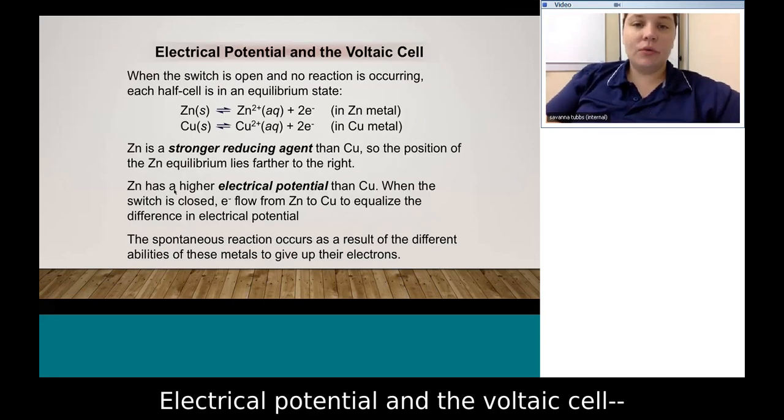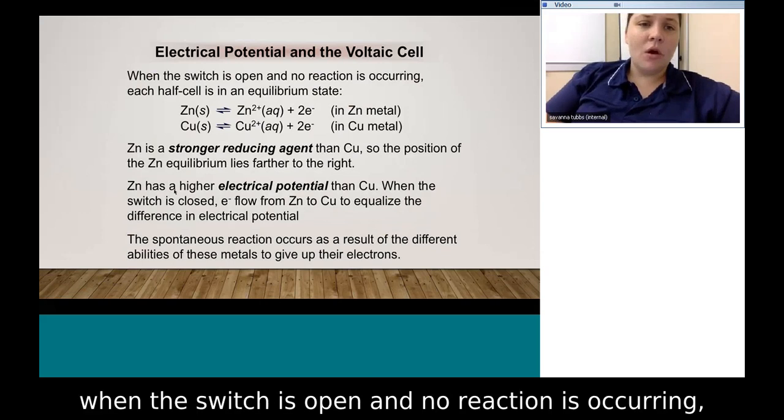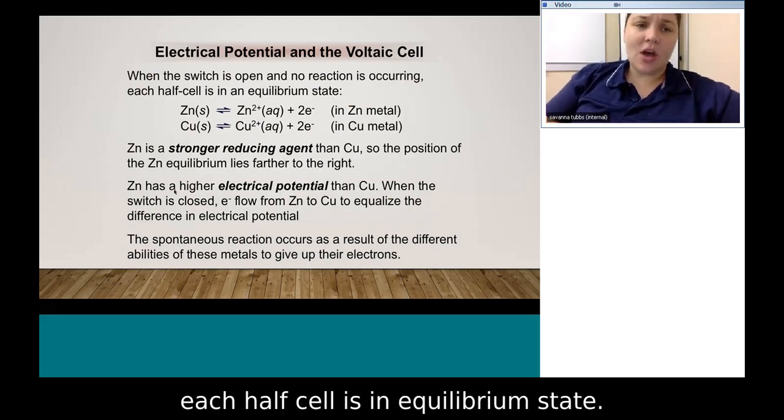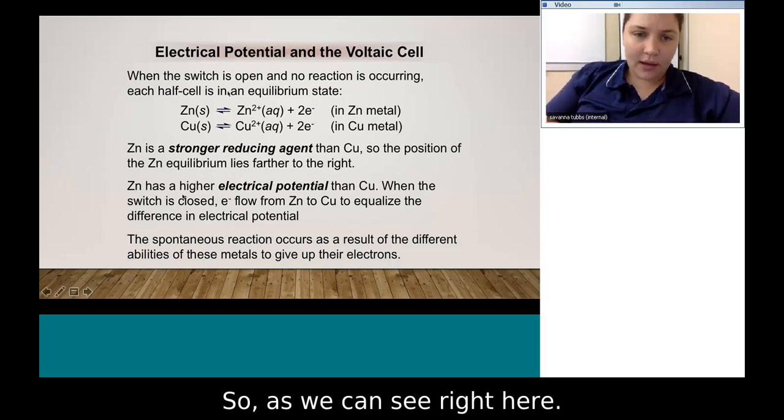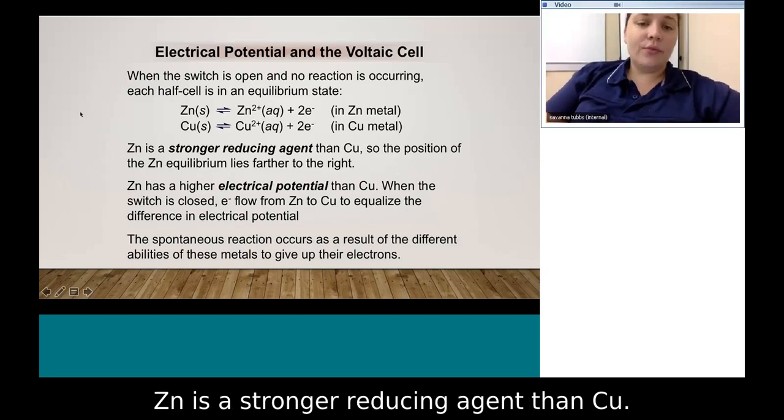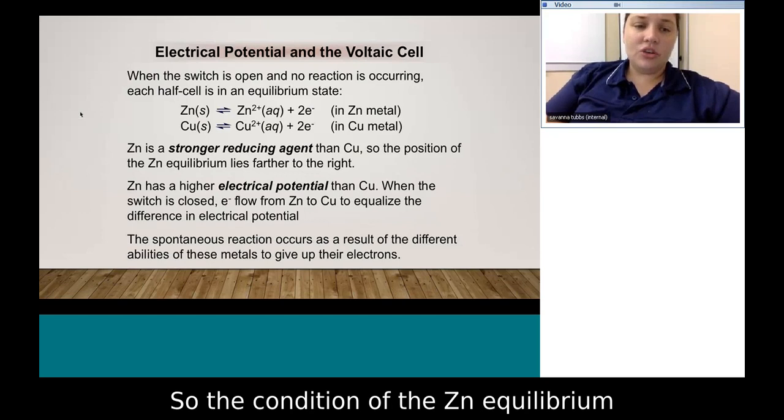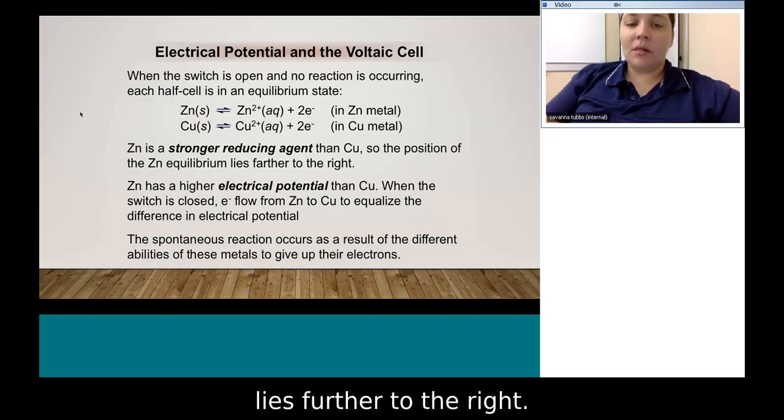Electrical potentials and the voltaic cell. When the switch is open and no reaction is occurring, each half cell is in equilibrium state. So as we can see right here, Zn is a stronger reducing agent than Cu. So the position of the Zn equilibrium lies further to the right.